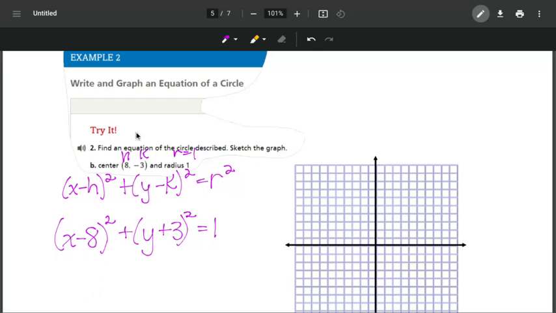So I'm going to make sure my center is at 8, -3. So 1, 2, 3, 4, 5, 6, 7, 8, -3. That center right there. And then since my radius is 1, then I'm going to go from my center to the right 1, up 1, back 1, down 1, and then this gives me a guide to kind of fill in the rest of the circle. So there we go.